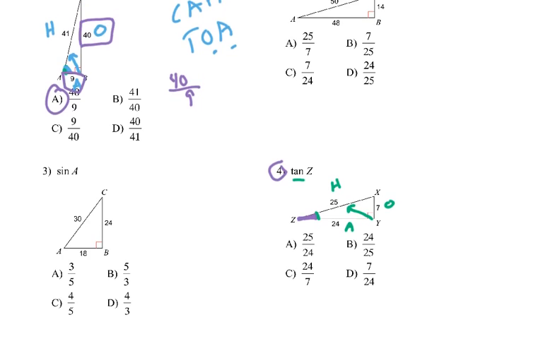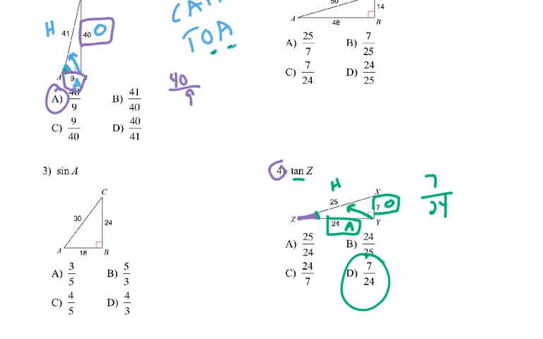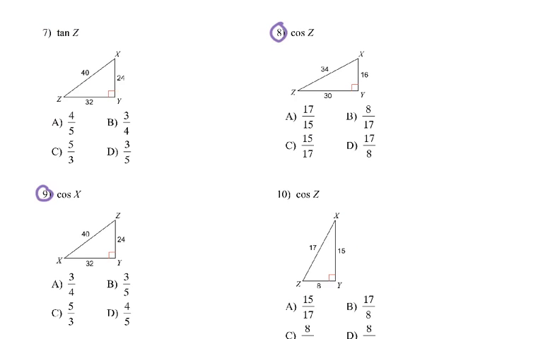Tan, again, is TOA, opposite over adjacent. What number goes with the O? 7. What number goes with the A? 24. So your answer is 7 over 24. A couple more examples.